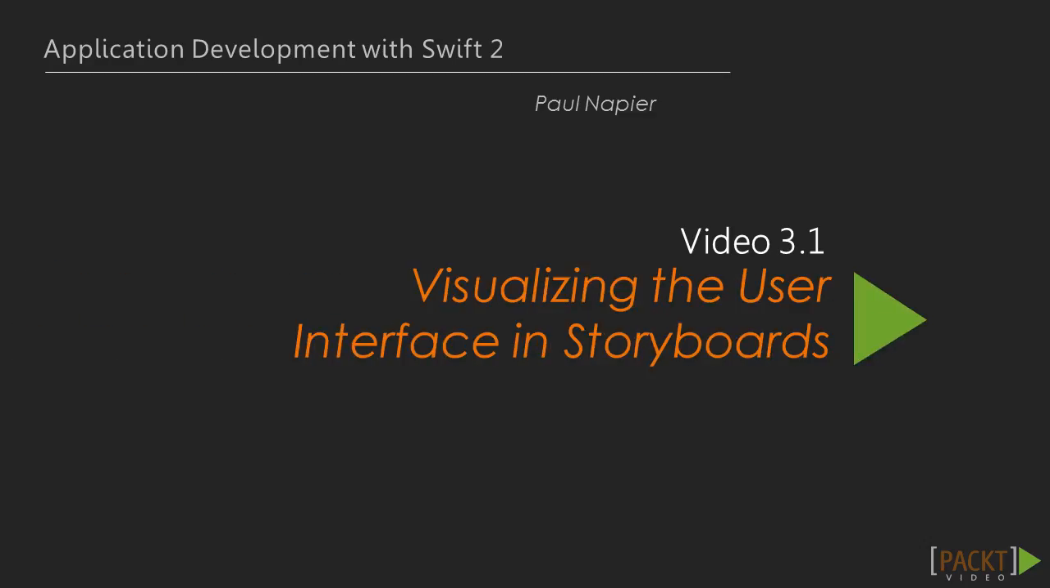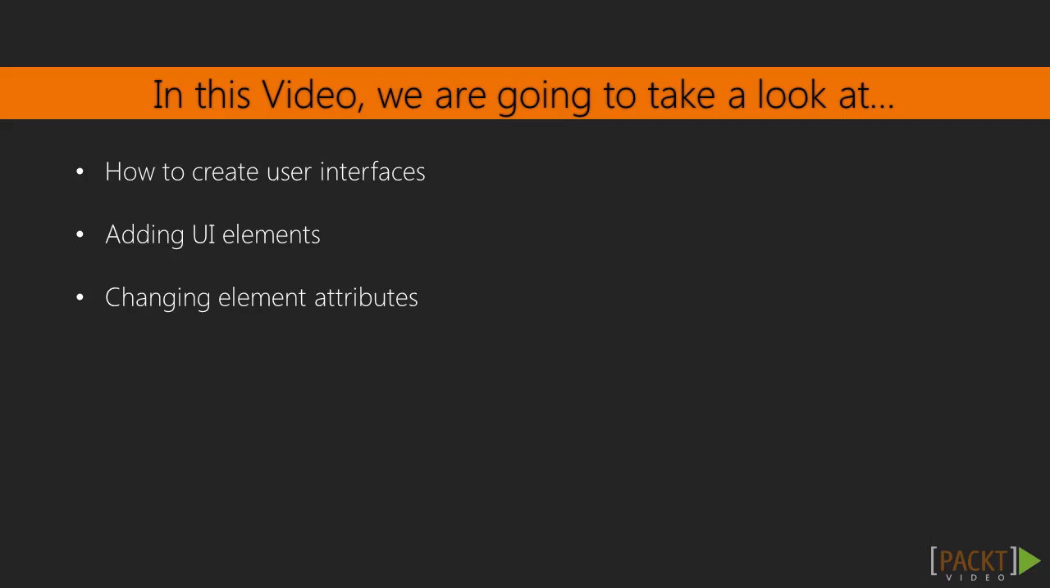So let's begin by creating the user interface that we're going to use throughout this application. In this video, we're going to look at how we can create user interfaces. Next, we're going to add the UI elements to the view that we're going to use throughout this application. And finally, we're going to see how we can change different attributes associated with different elements.